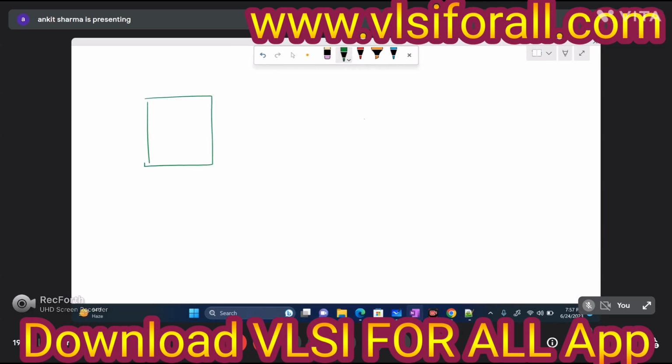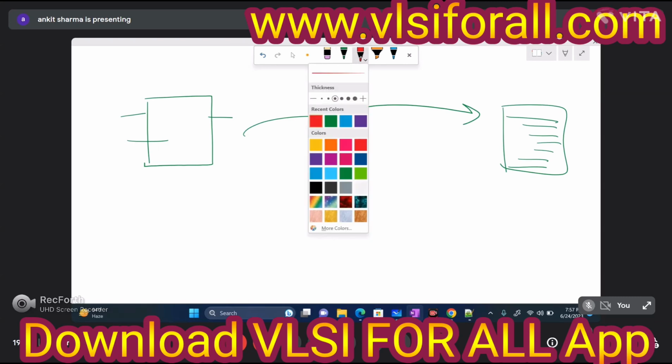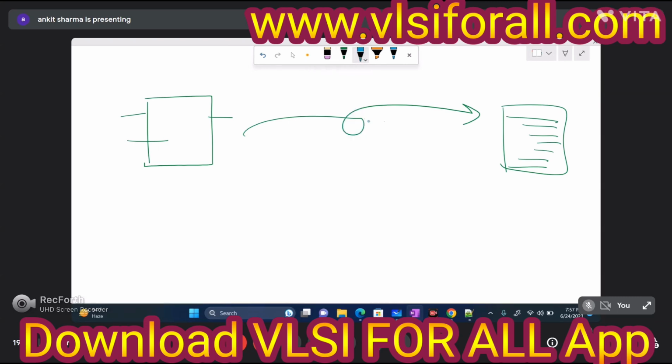First of all, try to understand that we have a hardware, and we need to describe it in the form of a program, in the form of these lines. So we should have some set of rules, and out of those rules, I am taking the smallest or first part.